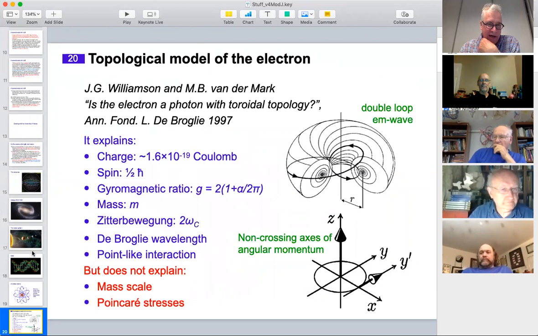A paper that Martin and I wrote back in 1997 explains the charge. It's about 1.6 times 10 to the minus 19 coulombs. Not that it is, but why it is. That paper has a mathematical derivation between Planck's constant and the charge that is scale independent. That topology generates a charge from the spin of the electron. The two things are related, and one can calculate the charge from the spin or vice versa, one in terms of the other. It has a spin of precisely a half h bar if one starts with a photon, which one knows the spin for.